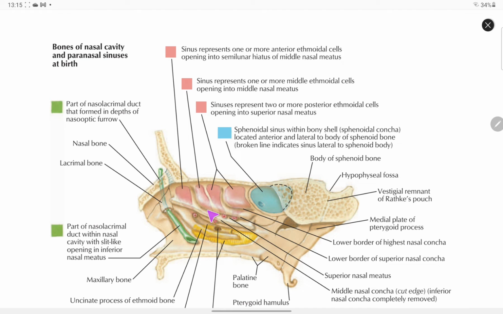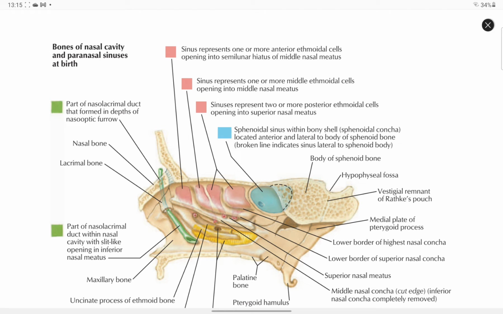The functions of these sinuses are to make the skull lighter, to warm up and humidify the inspired air, and to add resonance to the voice. And if there is infection of these sinuses, that is sinusitis, the voice will be altered.